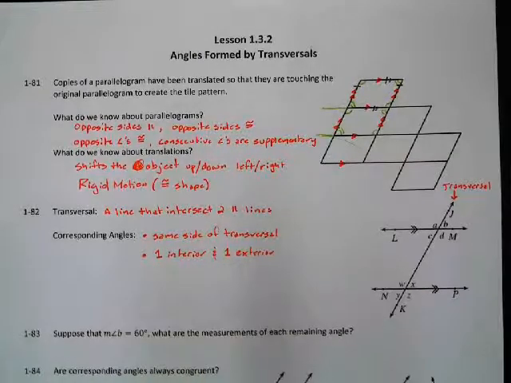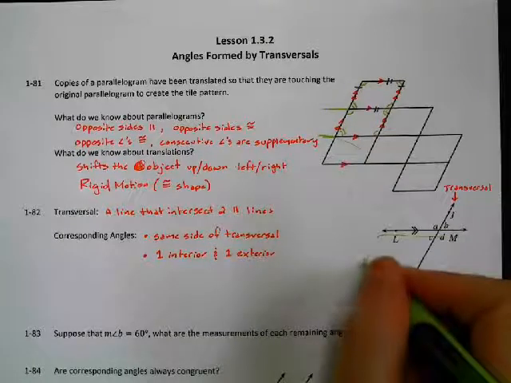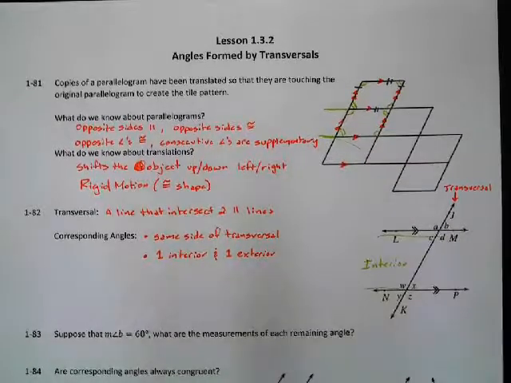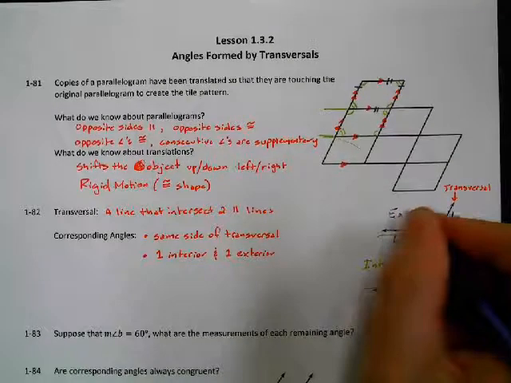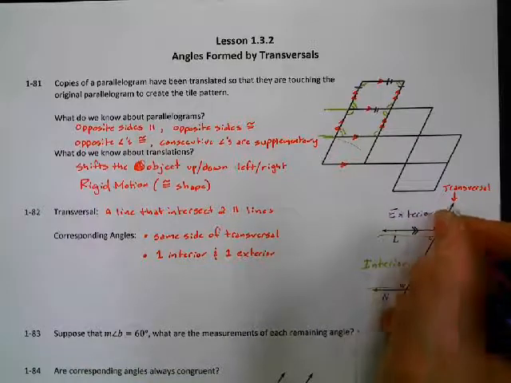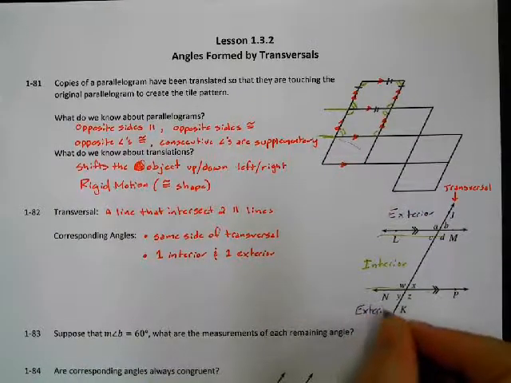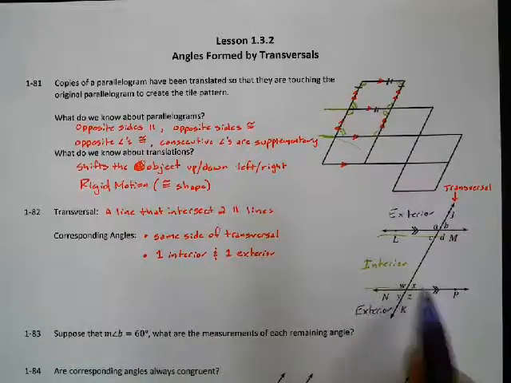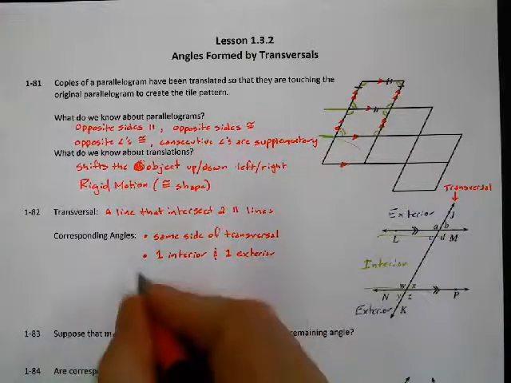Interior and exterior just means between these two parallel lines, this would be the interior. And then the exterior is outside of the parallel lines. So this is exterior over here, and this is exterior down here. So interior is between these two parallel lines, exterior is outside of the parallel lines. And the last thing is they touch different parallel lines.